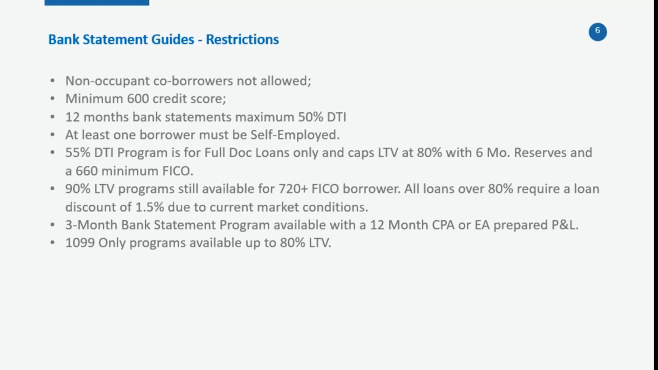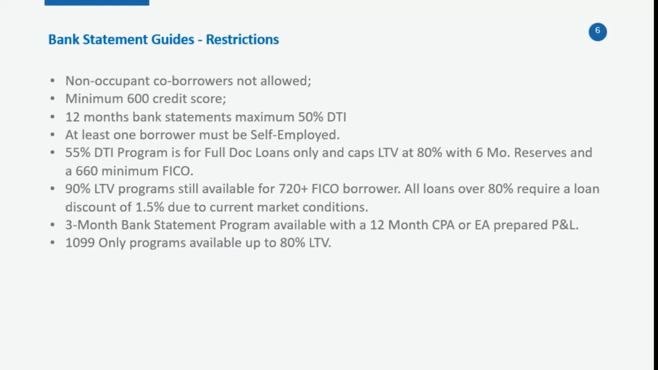Okay, they are allowing 55% on full docs only, and with an 80% LTV, and require 6 months of reserves and minimum FICO of 660. Okay, 90% LTVs are available for borrowers with 720 FICO or above. So are we able to get them higher LTVs on these loans? Yes, but you need to come with a strong credit qualifying borrower in order to get that.